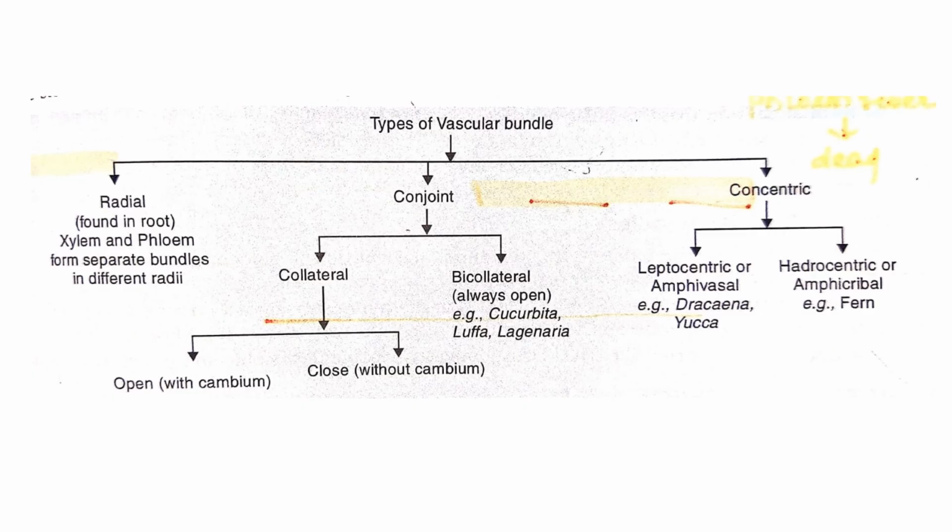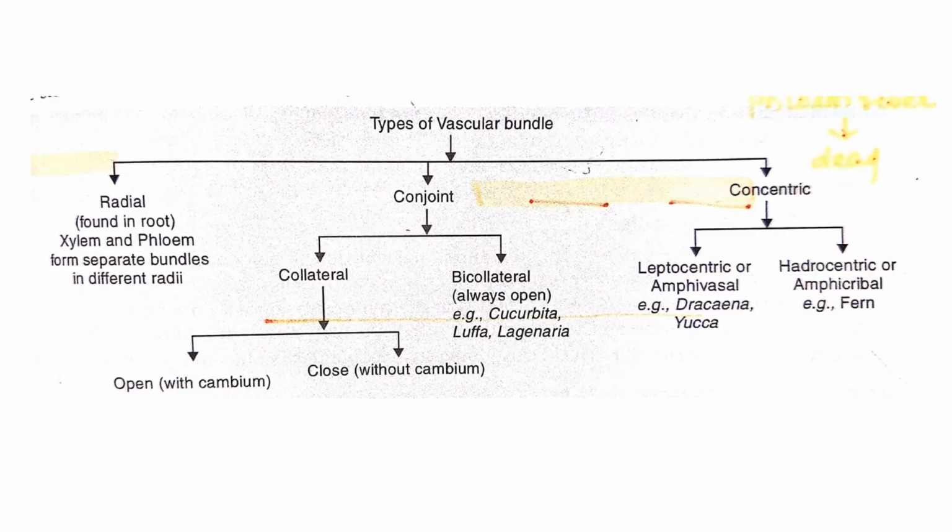Then conjoint type of vascular bundle. What is conjoint type? Where xylem and phloem are associated with each other, present together. They are present in the same radius. But it is again of two types. One is collateral and the second one is bicollateral. In case of collateral vascular bundle, xylem is located towards the inner side and phloem towards the outer side. So xylem is present towards the inner side and phloem towards the outer side, that is peripheral to xylem.